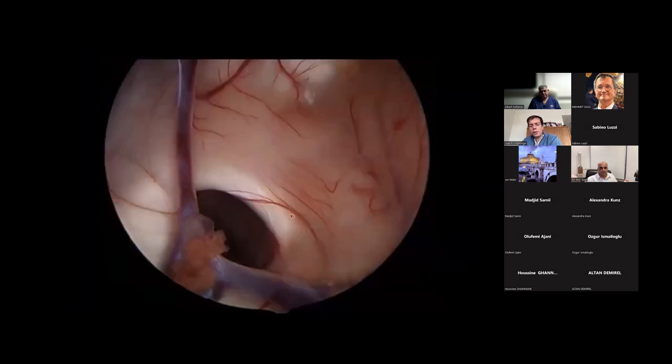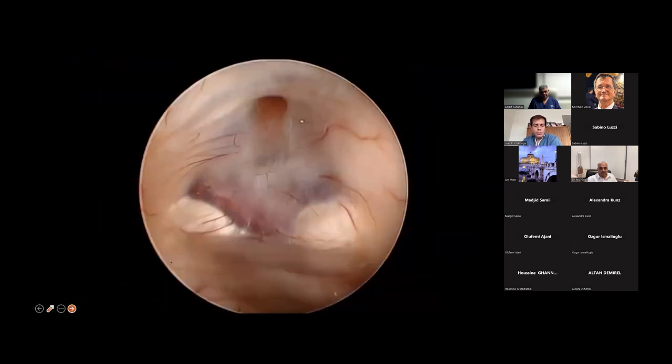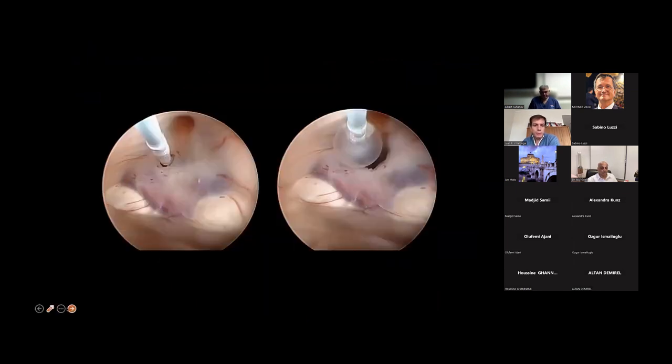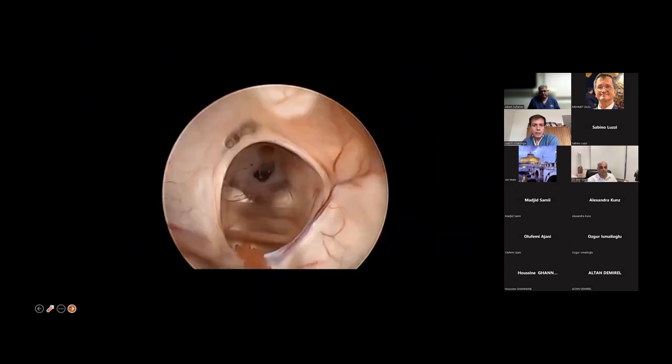This is inside the right lateral ventricle, the foramen of Monro. Through the foramen of Monro, we can enter the third ventricle. This is the view in ETV: mammillary bodies, premammillary space, and this is the basilar artery. And after the fenestration, this is the final view.